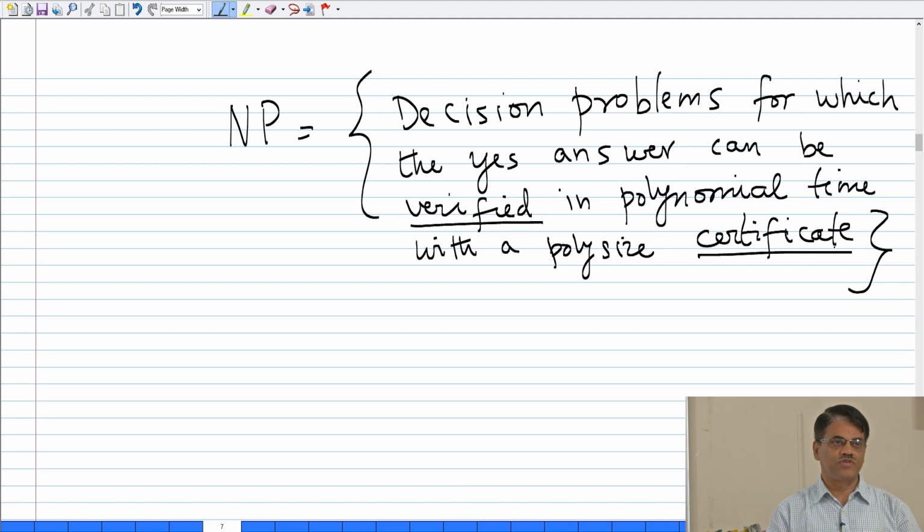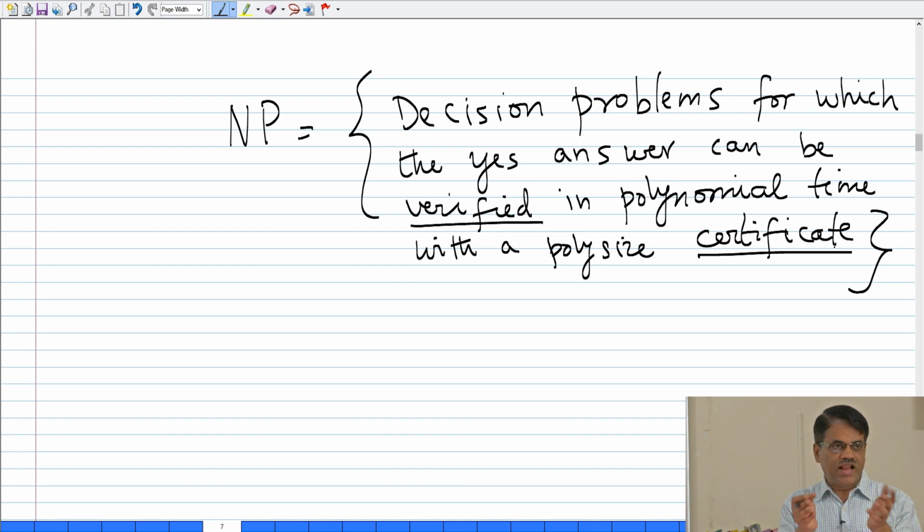Non-deterministic polynomial time. So, if you have seen an automata course, you would have seen non-deterministic finite automata, non-deterministic push down automata, non-deterministic Turing machines. It is related to that non-deterministic Turing machine. So, if you want a formal definition, it is a set of problems for which there is a non-deterministic polynomial time algorithm that will solve the problem.